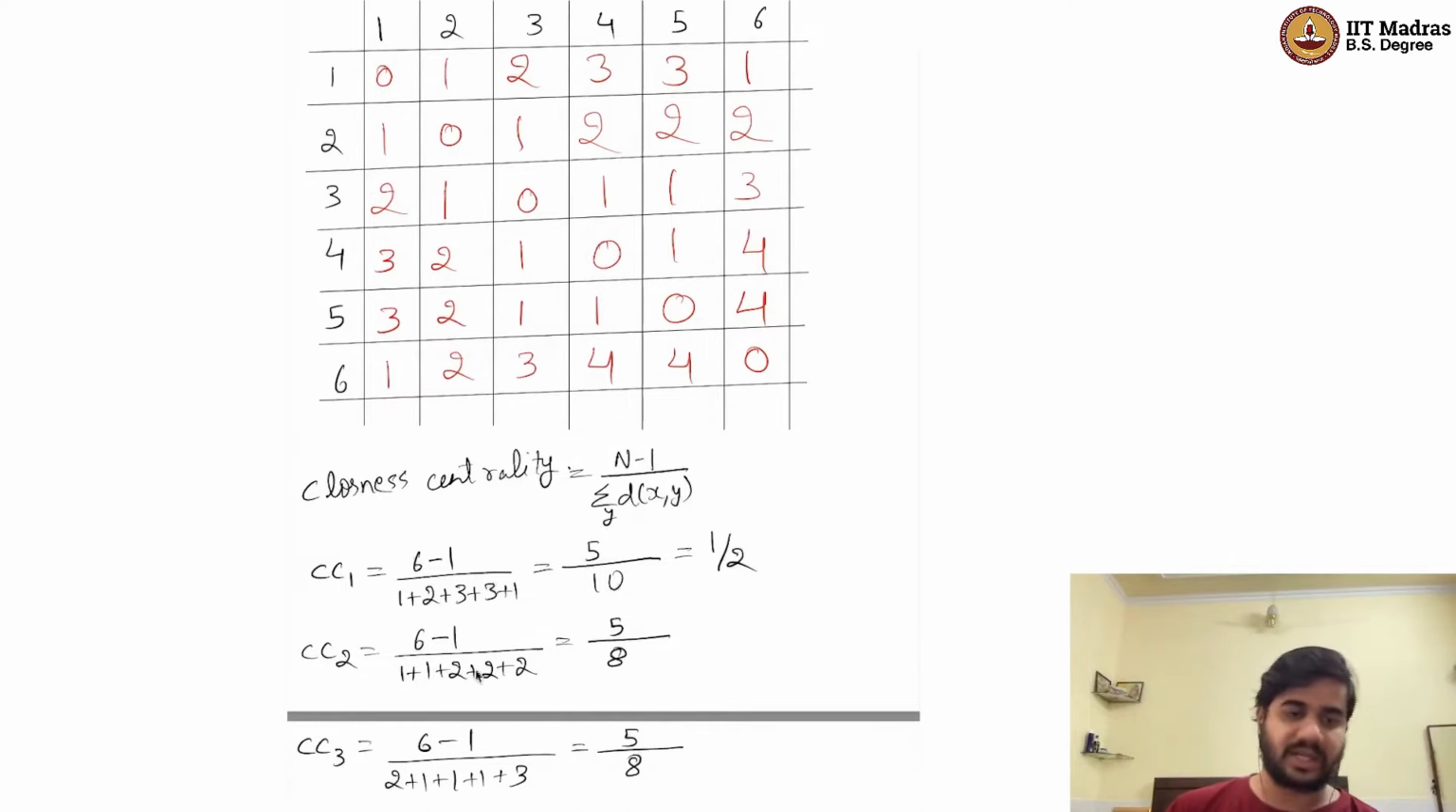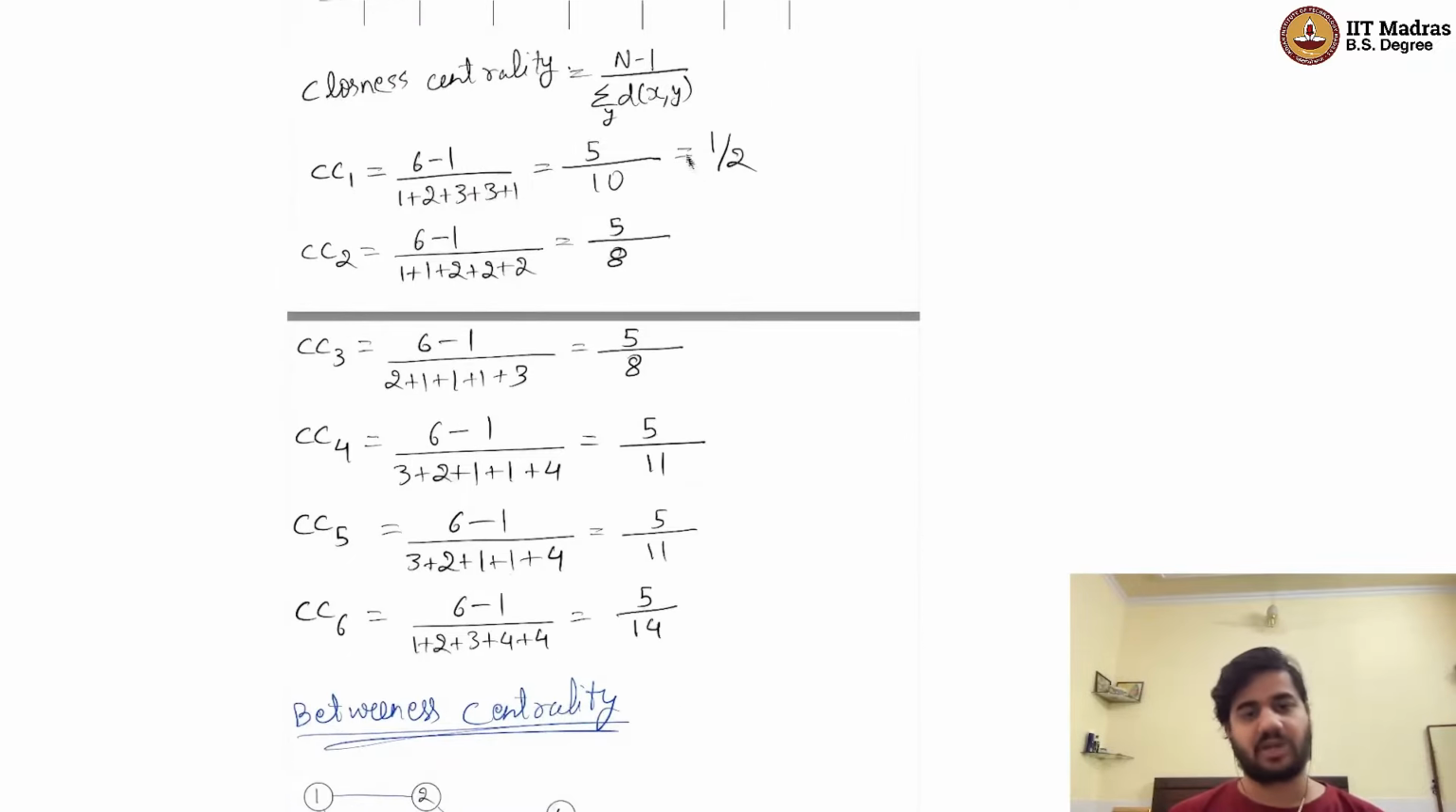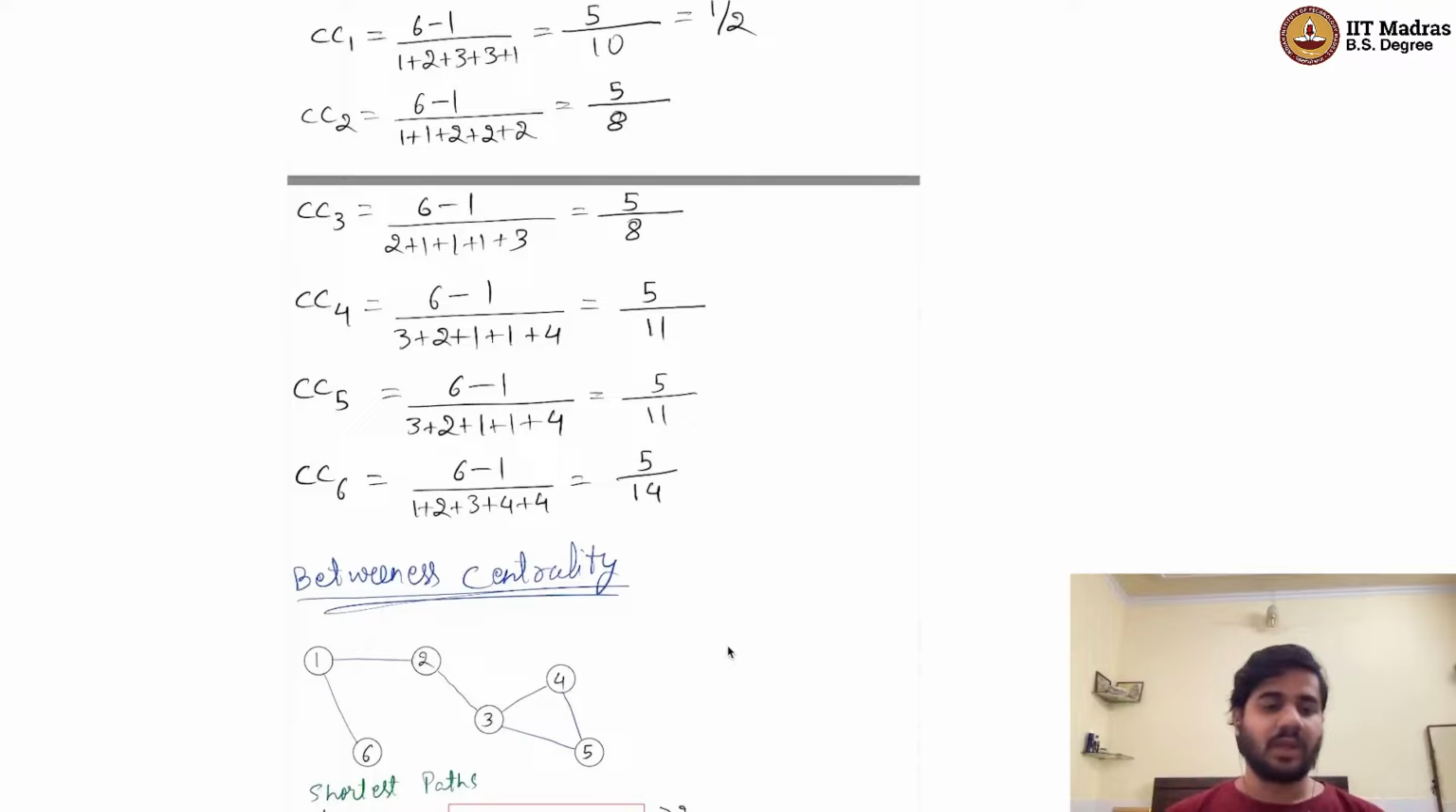For the second node, again the numerator stays the same for all the nodes. However, the denominator now becomes the sum of this row, which is 1 plus 1 plus 2 plus 2 plus 2. And in a similar way you can do it for all the nodes here, and you get the closeness centrality for everyone.